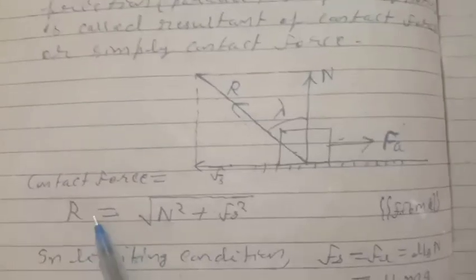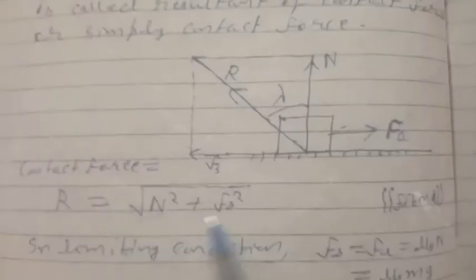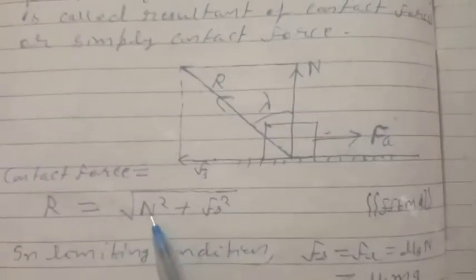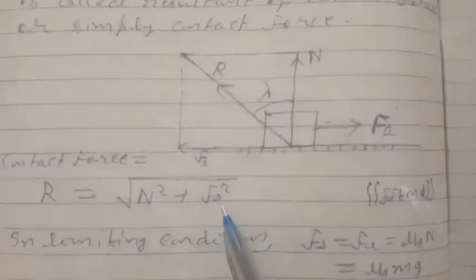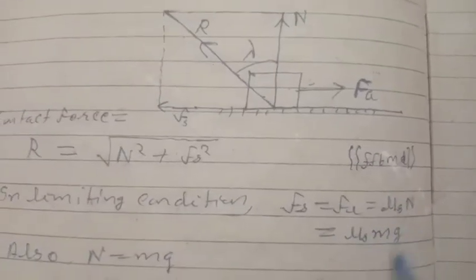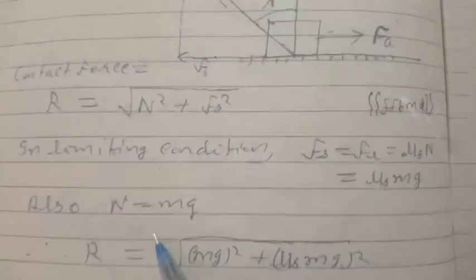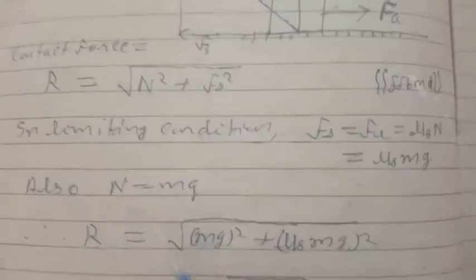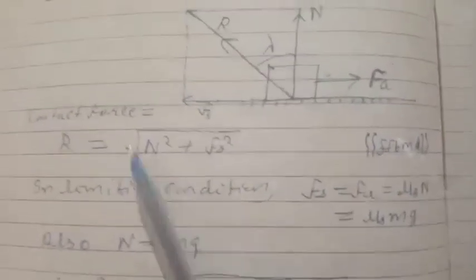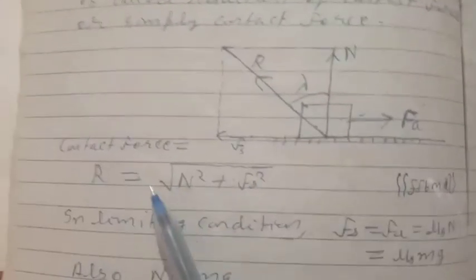The magnitude of contact force, here we are representing contact force as R, equals under root N square plus Fs square, that is normal contact force square plus friction force square. And in limiting condition, because Fs equals Fl equals mu s into N, or mu s into mg, and also N equals mg, so we have R equals under root of (mg) square plus (mu s into mg) whole square. This is the formula, and from this formula it is also clear that if friction is absent, then this term will be zero, and so contact force will be equal to the normal contact force. So this situation you have to keep in mind.